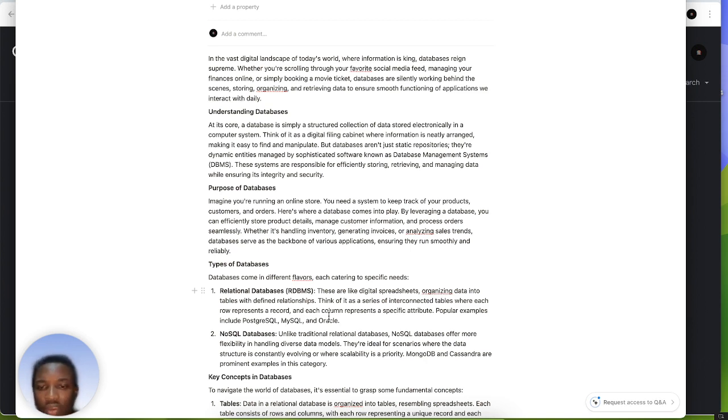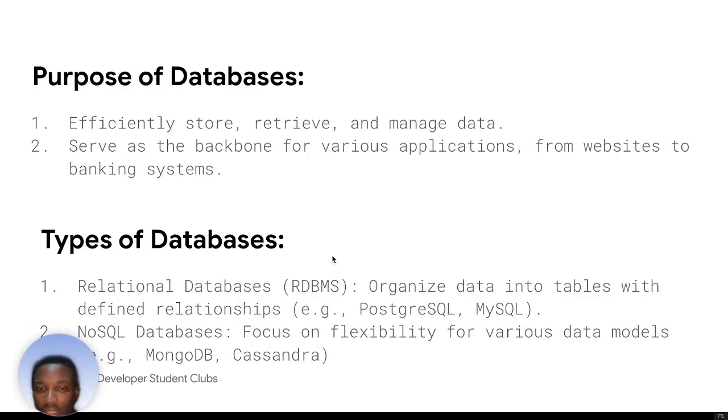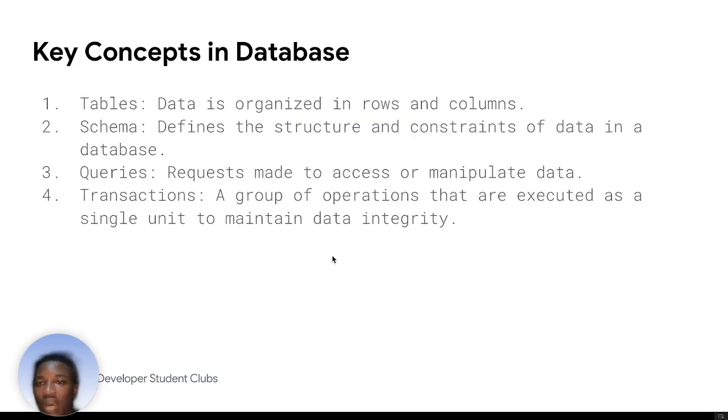So we're going to look at the key concepts of the database, which is the next slide, I think. We have tables, schema, queries and transactions. I'll explain each of these one after the other. A table is data organized in rows and columns. This is the way you organize data, just like your Excel, quite similar, but not exactly the same.